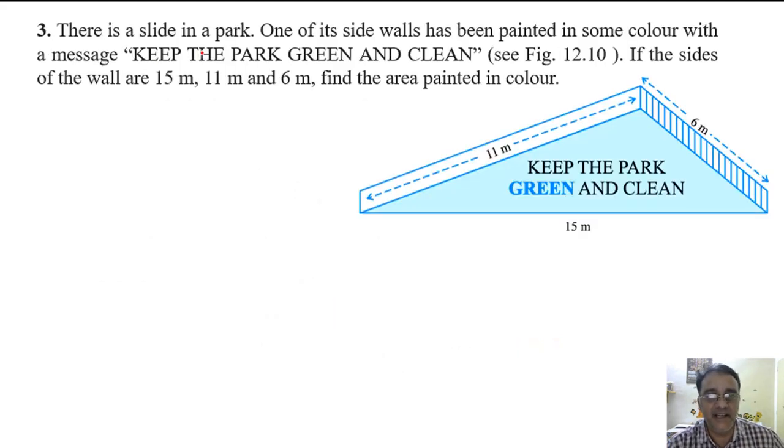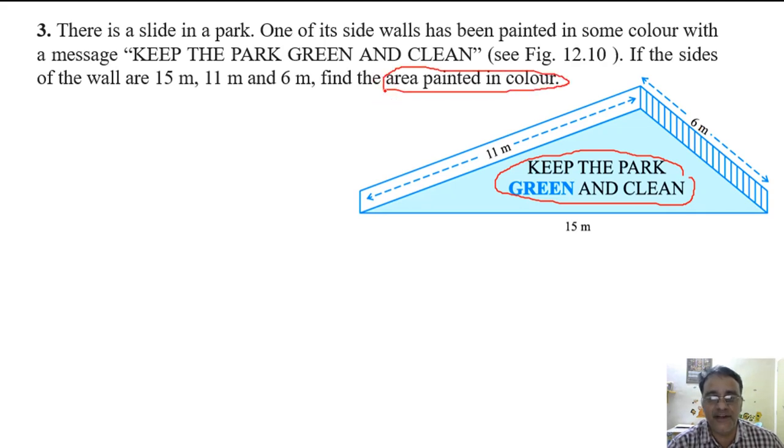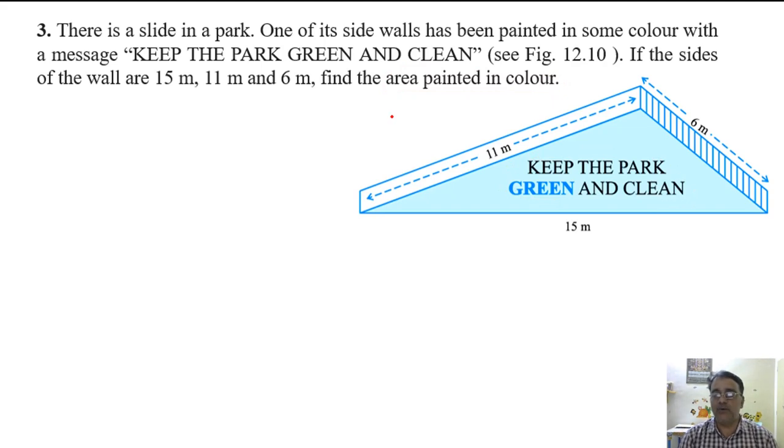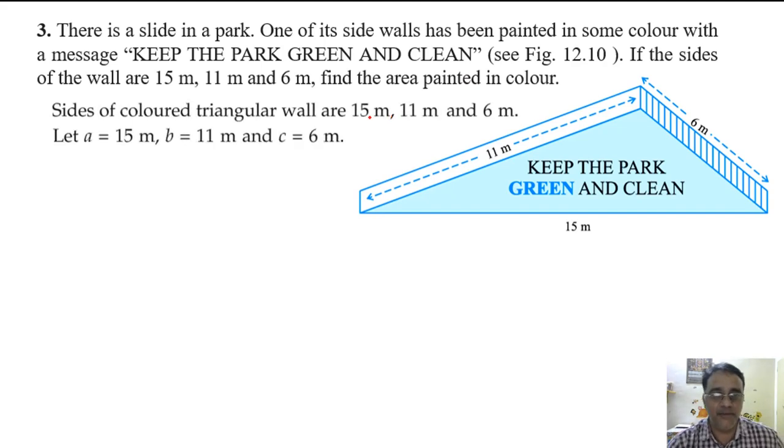There is a slide in a park. One of its side walls has been painted in some color with the message, "Keep the park green and clean." If the sides of the wall are 15 meter, 11 meter and 6 meter, find the area painted in color. Only you have to find area. So we'll take one as A, another is B, and the last one is C. Okay, so A, B, C. A is 15, B is 11 and C is 6.